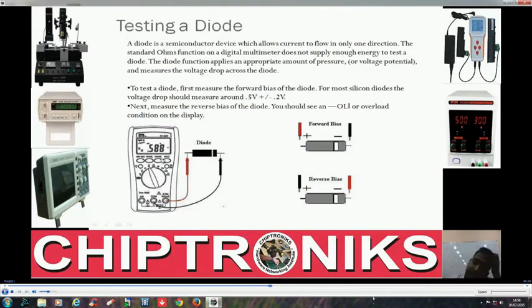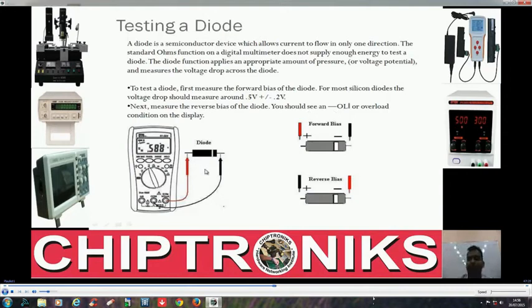If the value displayed is between 0.5 to 0.6, then this diode is okay. So what is the testing procedure for a diode? When you forward bias a diode, you attach the positive probe of the DMM to the P side and the negative probe to the N side, and if the value displayed is between 0.5 to 0.6, then this is good. In the reverse direction, if the value displayed is 0L, that is overload, then this diode is good.